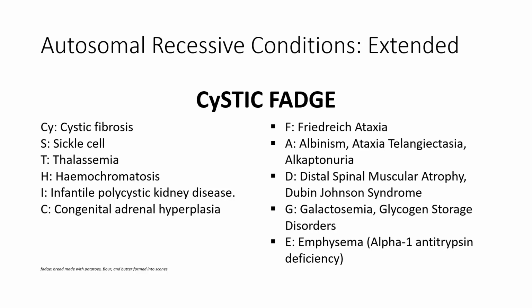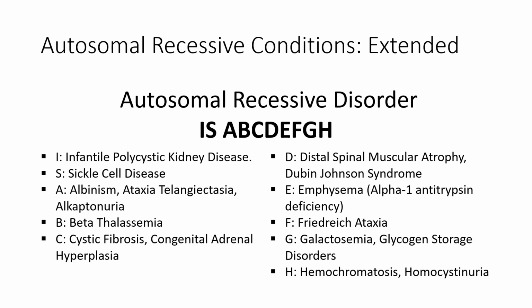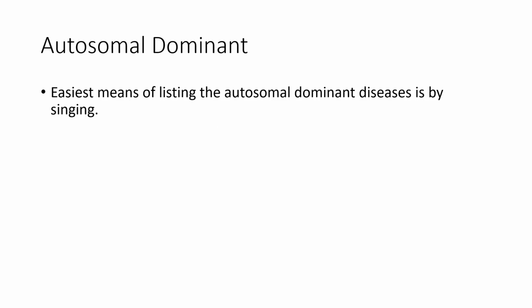You can pause the video to study the list. The autosomal recessive condition has an alternative mnemonic you can use to learn it. Now, for our autosomal dominant conditions, we have to sing. That's the easiest method that I found to remember the autosomal dominant conditions.